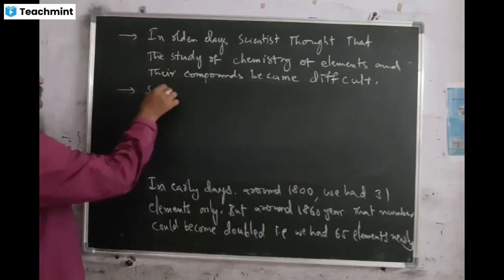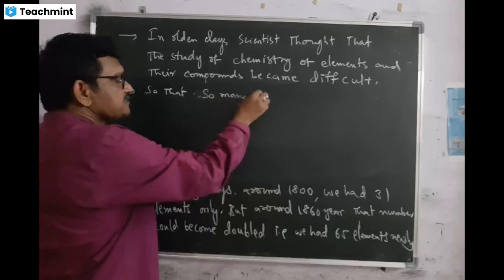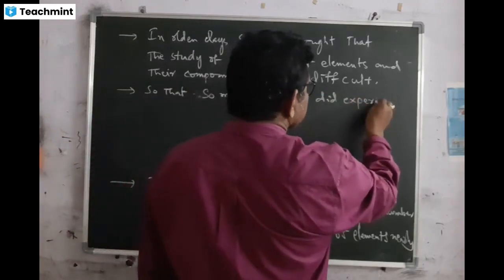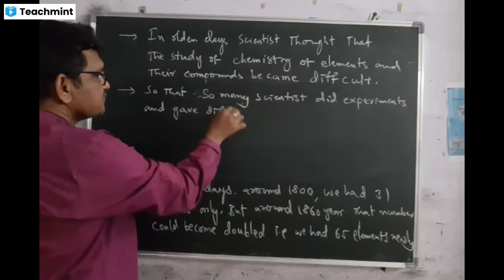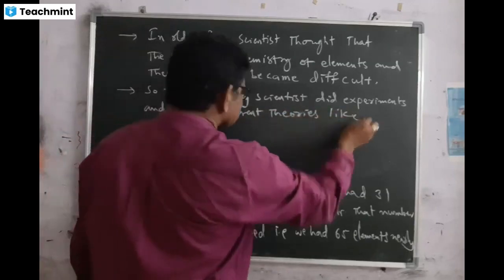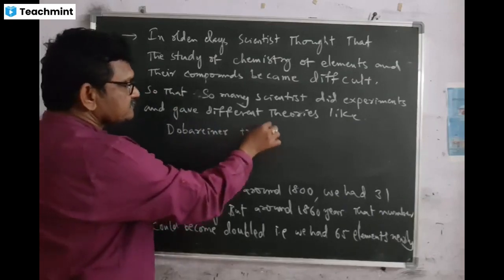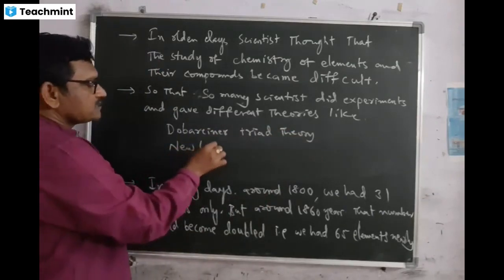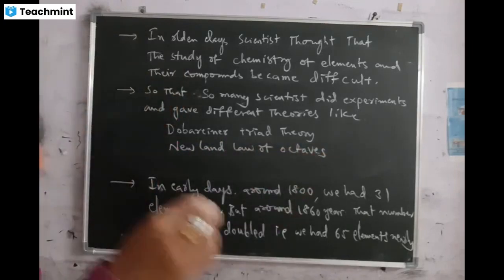Okay, so a number of scientists did experiments and gave different theories, like Dobereiner's triad theory, and Newland's law of octaves.